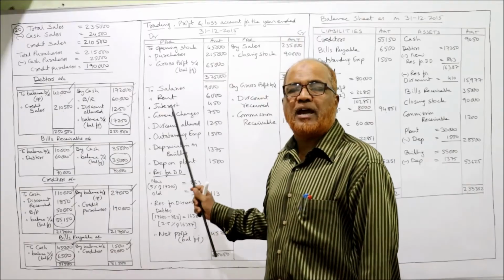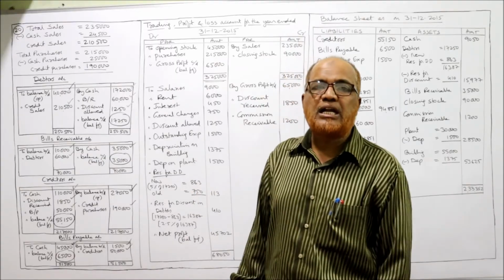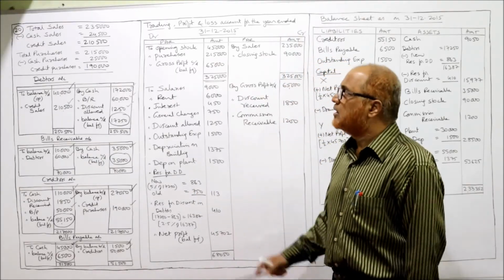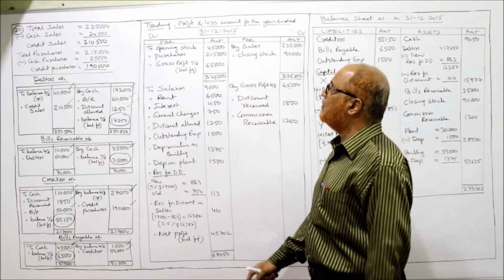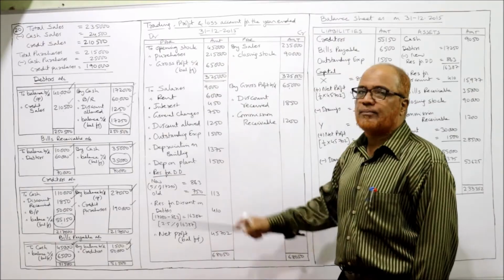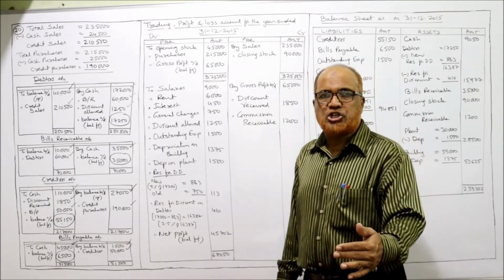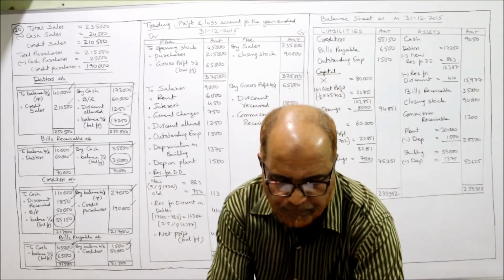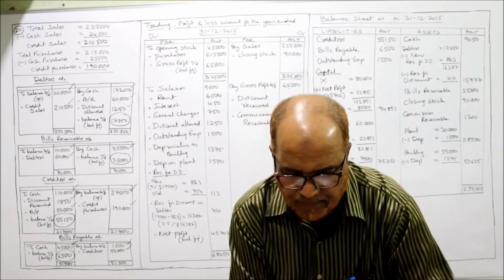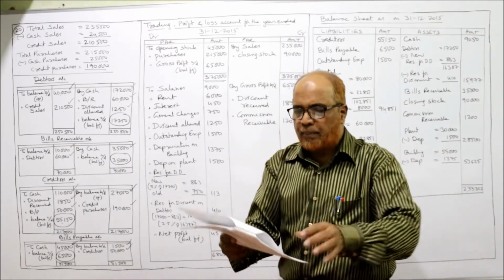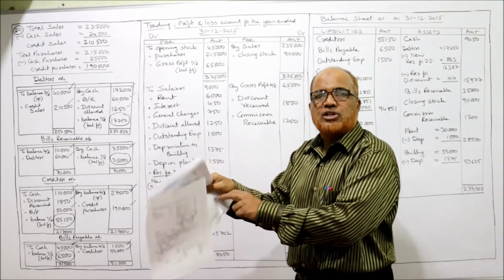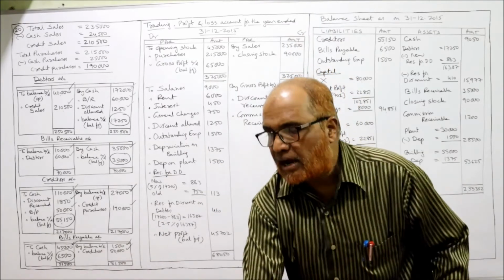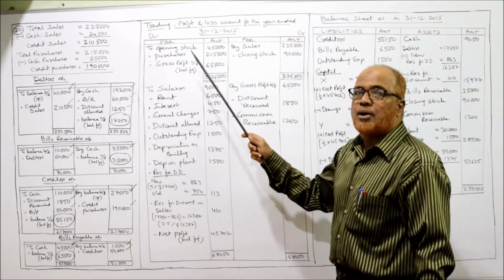Now I am coming to the main solution, that is the trading profit and loss account. Now see carefully. Trading profit and loss account for the year ended 31st December 2015. Opening stock: the last year's opening balance sheet is given in the problem. In the opening balance sheet, stock is 45,000. So here I have taken 45,000 opening stock.